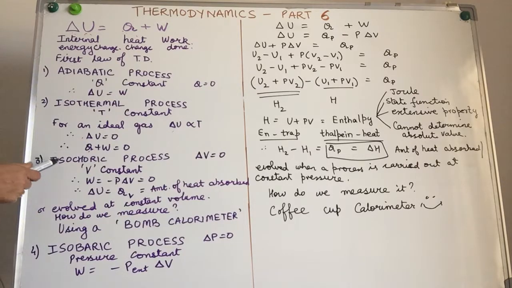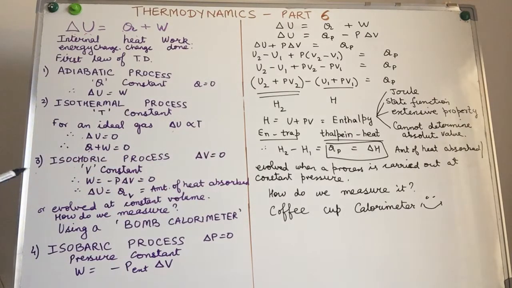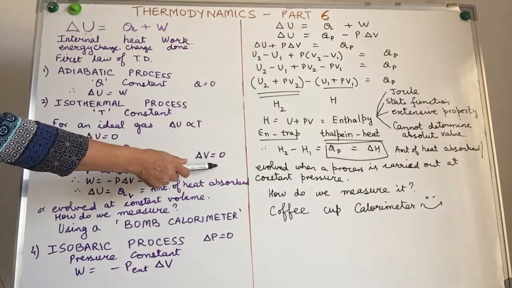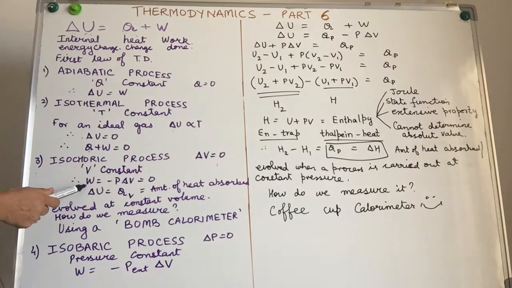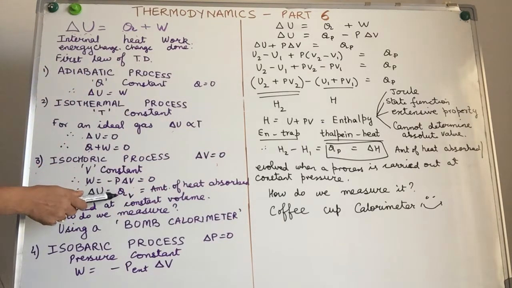Third possibility, isochoric process. Isochoric means when the volume remains constant, there is no change in the volume of the system. Delta V is equal to 0. We know that we had derived an expression for work done as minus P delta V. Now delta V here is 0 as there is no change in the volume. Hence delta U becomes simply equal to Q. Now this Q is given a subscript V.